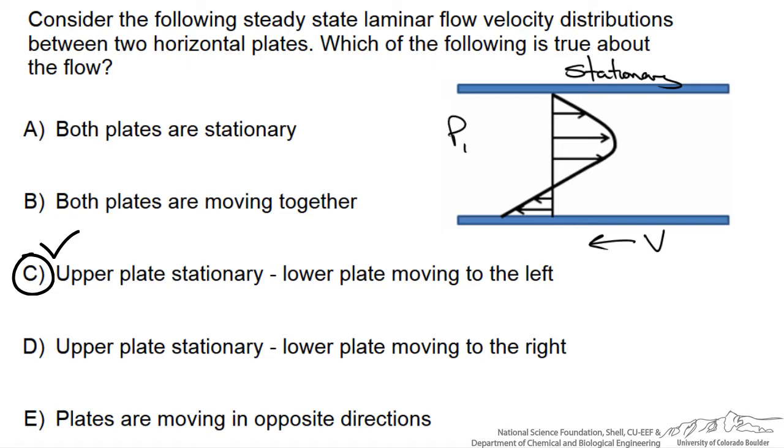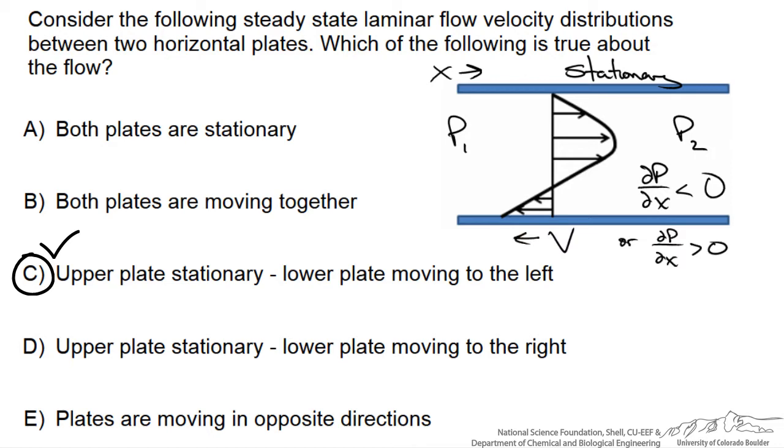We'd have to have some pressure, P1 and P2, and let's say this is the x direction. This would have to be either dP/dx less than 0, or our pressure gradient would have to be greater than 0. Now this curved region here indicates that we do have a pressure gradient between these plates that is inducing the flow. The pressure gradient in this case is negative because we have flow going from left to right, so the pressure P1 is going to be greater than P2, inducing that flow.